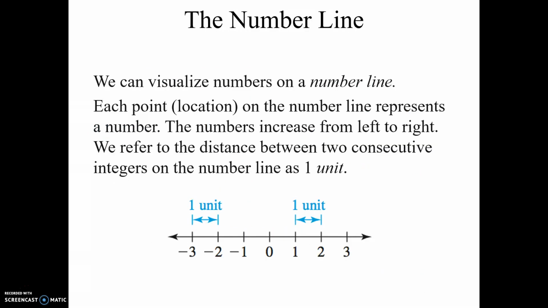Let's talk about the number line. The number line represents all the real numbers from negative to positive infinity. The numbers increase from left to right. And we refer to the distance between two consecutive integers on the number line as 1 unit. And of course, we have decimals and fractions in between all of these.